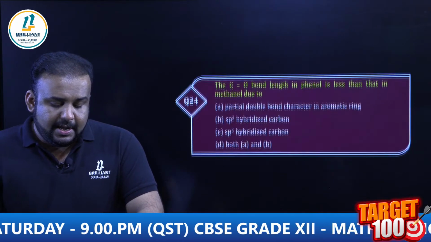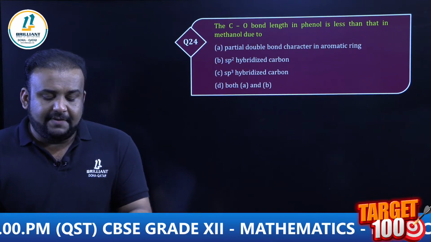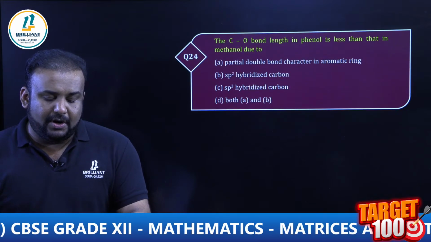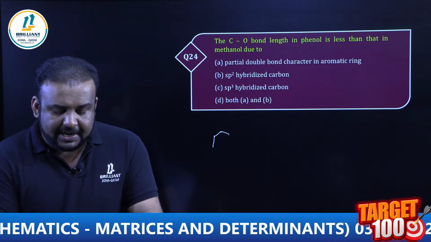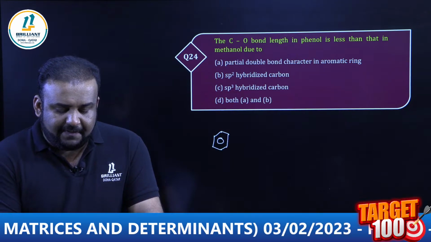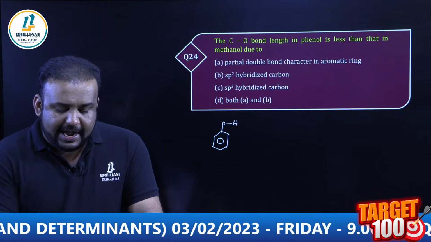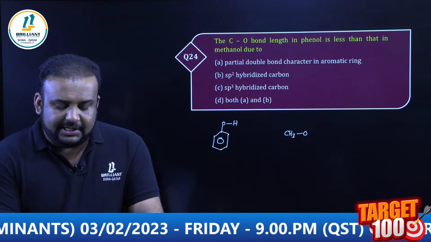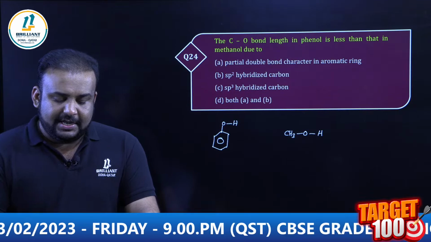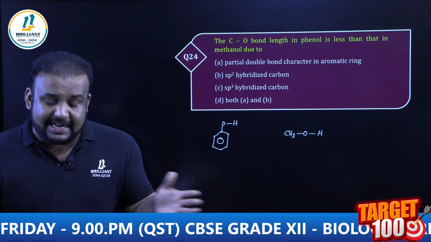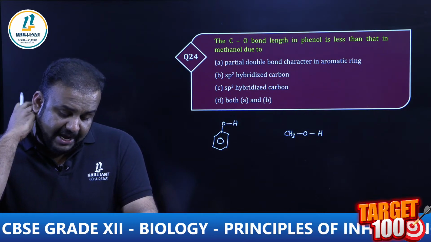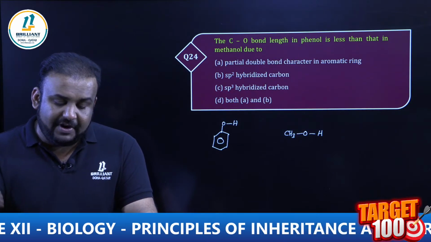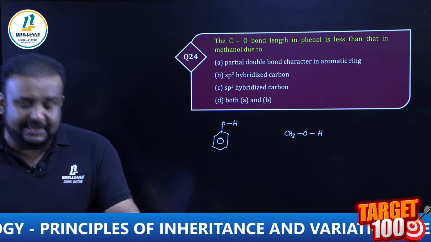Okay, excellent. Now, the CO bond length in phenol is less than that in methanol due to... it's a very, very important concept, very important question. The CO bond length in phenol and methanol, CH3OH. Here carbon oxygen bond length, that's what they are talking about. So whose bond length will be... or it is already given, phenol is less than that of methanol. So what is the reason for that?